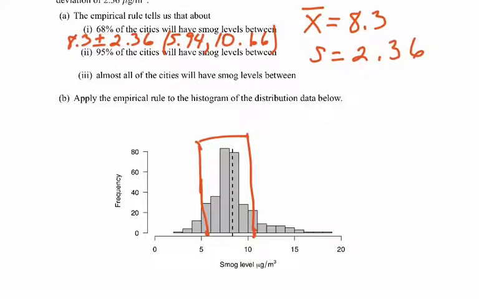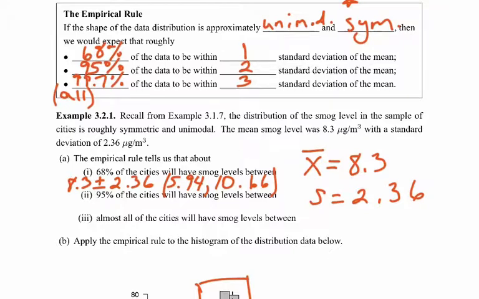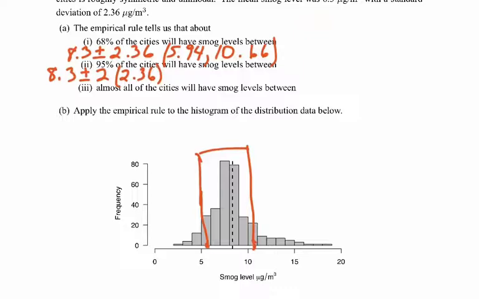95% of the data will lie within two standard deviations. That's what the empirical rule tells us. 95% lies within two standard deviations. So there's a couple of ways we can do this. We can either start at 8.3 again and say 8.3 plus and minus 2 times the standard deviation of 2.36. Another way of thinking about it is, we've already got one standard deviation below and one standard deviation above.